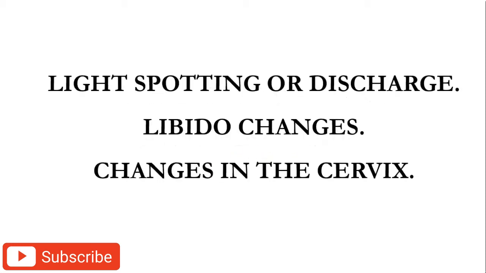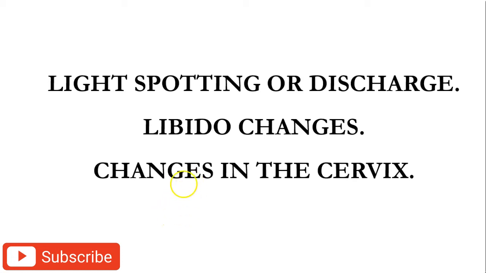Next is mild pelvic or lower abdominal pain. This pain is normally one-sided. It could be on the left side or on the right side. On whichever side you feel the pain, that is the side that the egg is being released from. So you should not worry about that. Normally it stops after ovulation has taken place, or after fertilization has taken place.